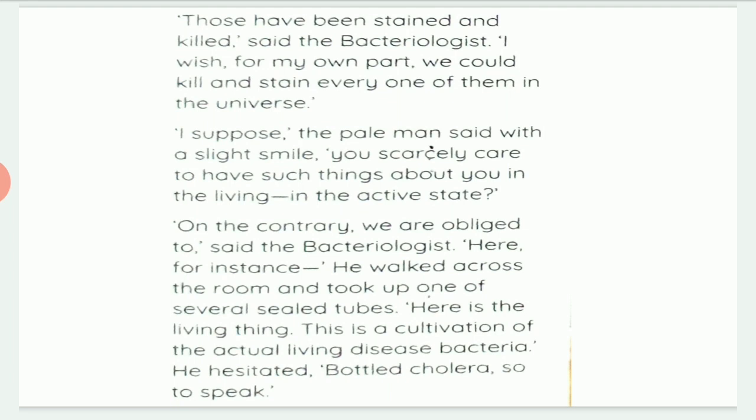To this, the bacteriologist replies, "On the contrary, we are obliged, that is, we are required to keep even such things. Here, for instance," he walked across the room and took up one of several sealed tubes. "Here is the living thing." So he shows him the living bacteria and tells him that this is a cultivation of the actual living disease bacteria, growing and multiplying. He hesitated in telling a visitor so, but finally revealed that it is bottled cholera, so to speak.